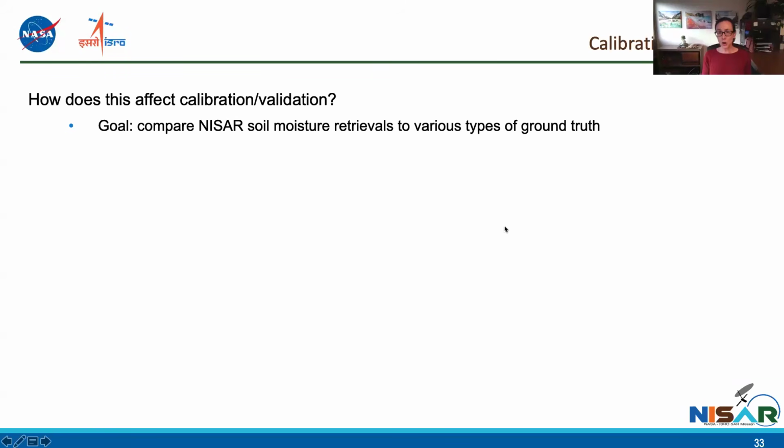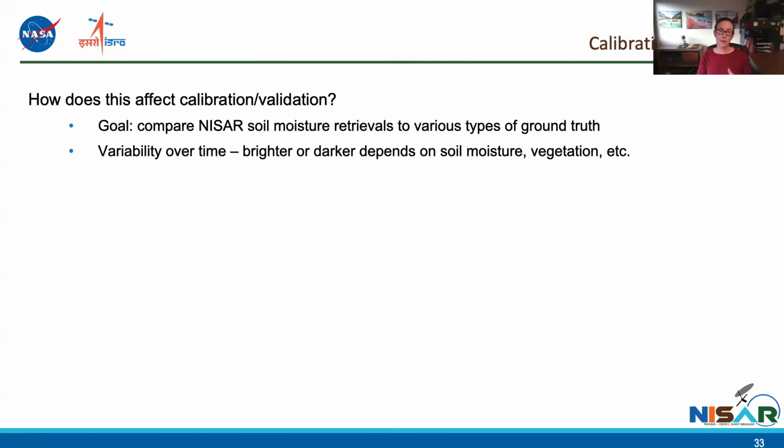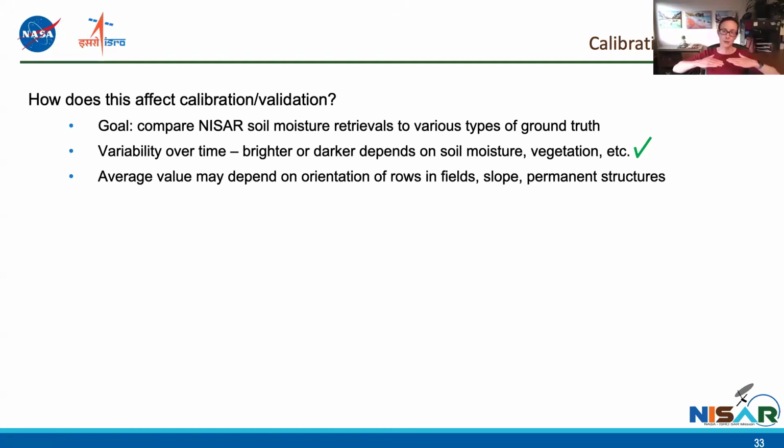So again, our goal is to compare the NISAR soil retrievals with various types of ground truth data. How much that varies over time is going to have a lot to do with soil moisture and vegetation. So we know that, we can depend on that very well. But the average value, there might be a shift of those; average brightness could have to do with all sorts of other things that we don't really have control on.